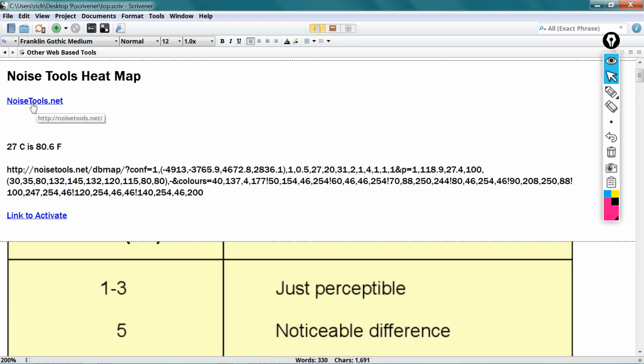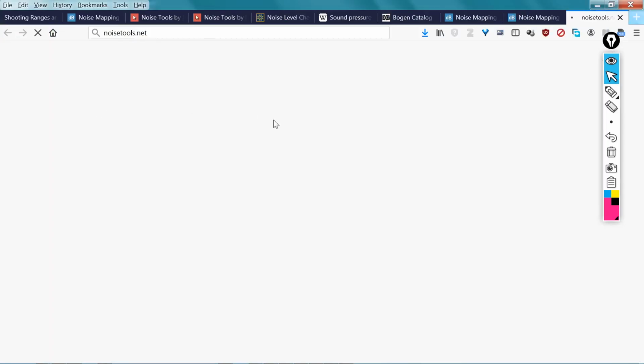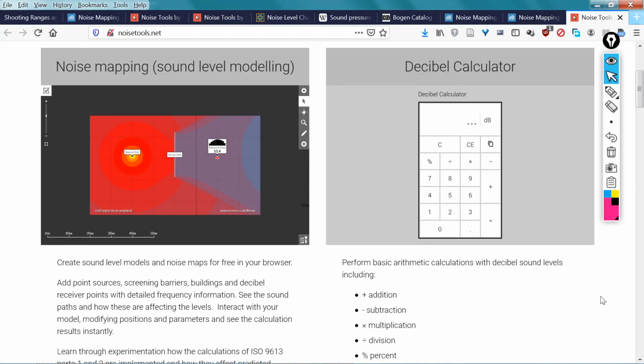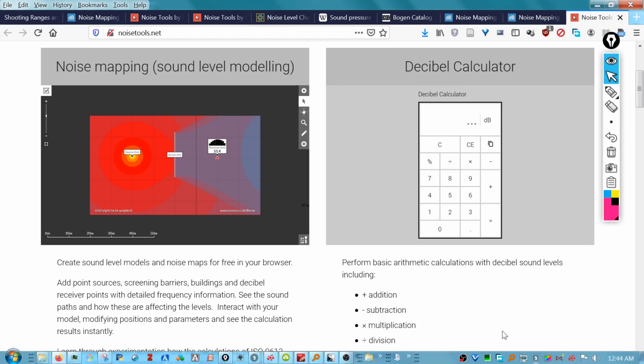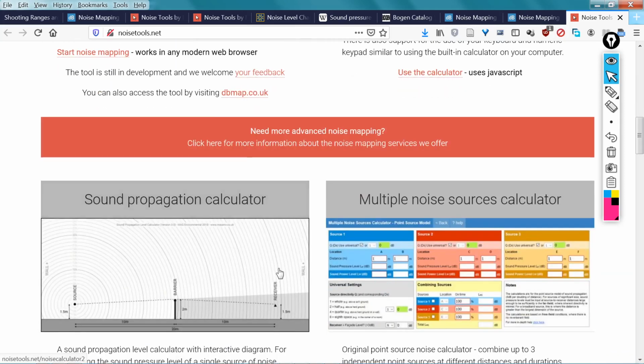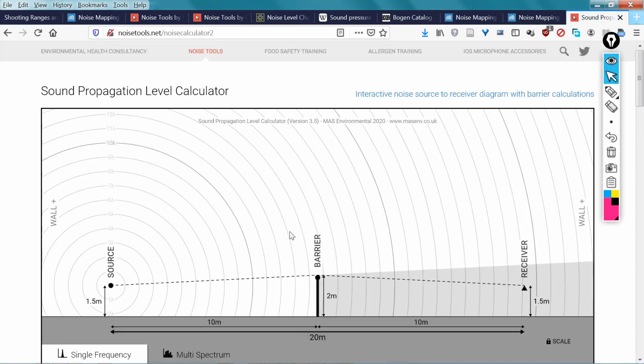Let's go to noisetools.net. The noise mapping is what we've been using. They also have a decibel calculator, which is good for adding them together, because remember, multiplying logarithms is the same as adding. But they also have, oh yeah, here we go. Here's something we can play with too. And maybe I'll just do another video on it.